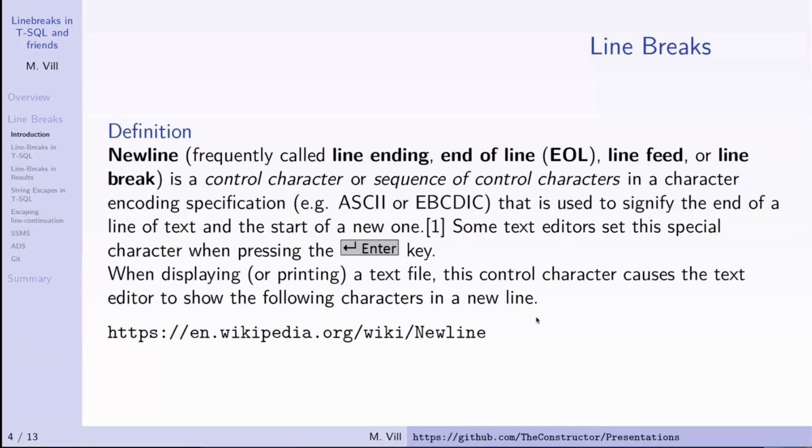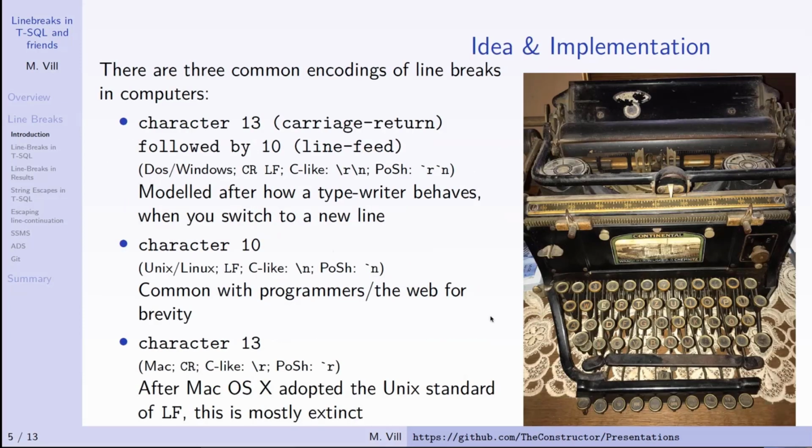So let's have a look at what line breaks really are. I just looked up Wikipedia and it always gives nice definitions. A new line is a control character or sequence of control characters in a character encoding specification that is used to signify the end of a line of text and the start of a new line. Isn't that a great explanation? It's already way more complicated than most of you probably imagined, right? So let us have a look at how things work.